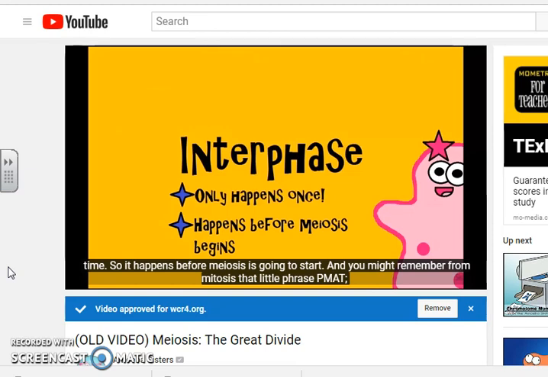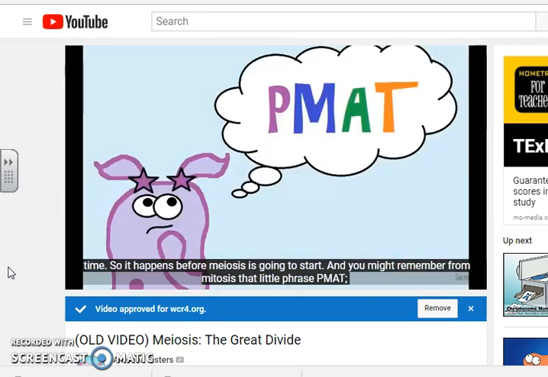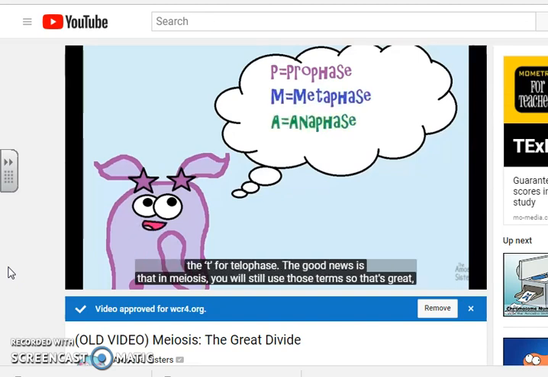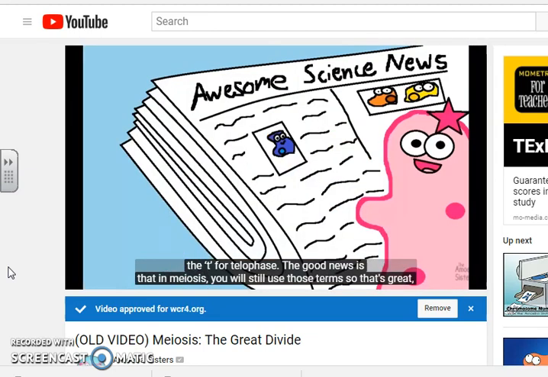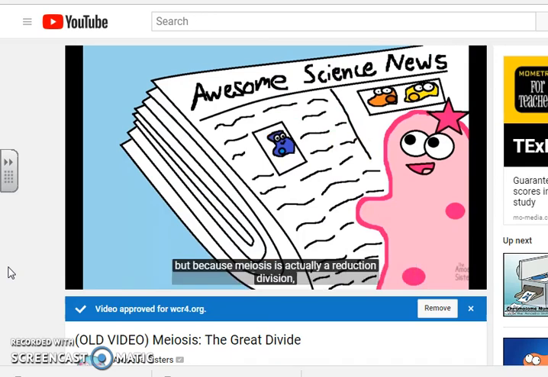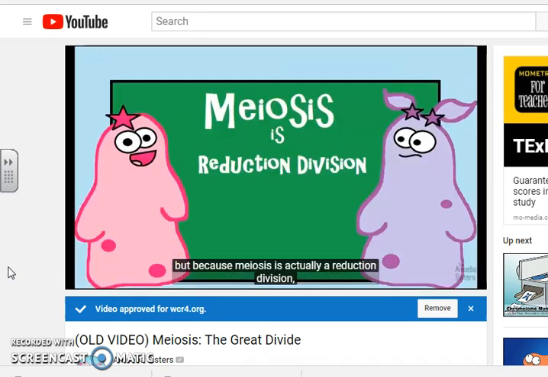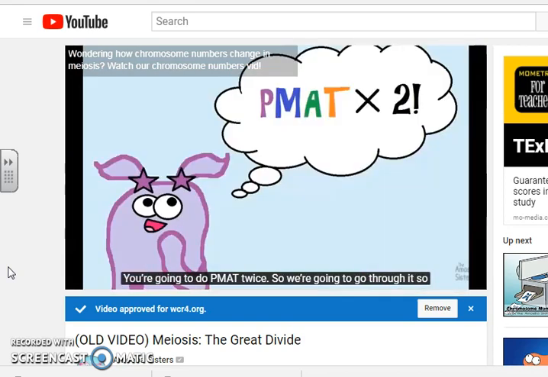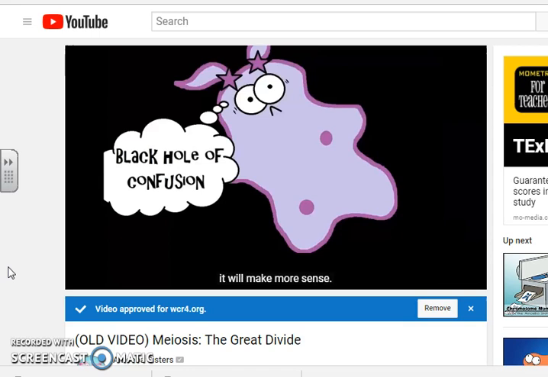And you might remember from mitosis that little phrase PMAT. The P was for prophase, the M was for metaphase, the A was for anaphase, and the T was for telophase. And the good news is, in meiosis, you will still use those terms. So that's great. But because meiosis is actually a reduction division, you're going to divide twice. You're going to do PMAT twice. So we're going to go through it so that it's going to make more sense.